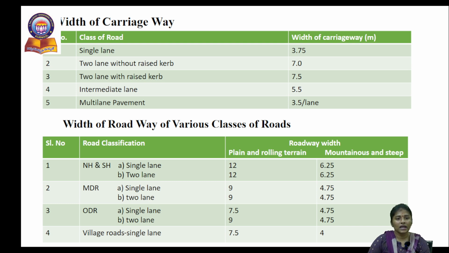Similarly, the width of the roadway for various classifications of roads is given in this table: for national and state highways, major district roads, other district roads and village roads, in both plain and rolling terrain as well as mountainous and steep terrain cases.